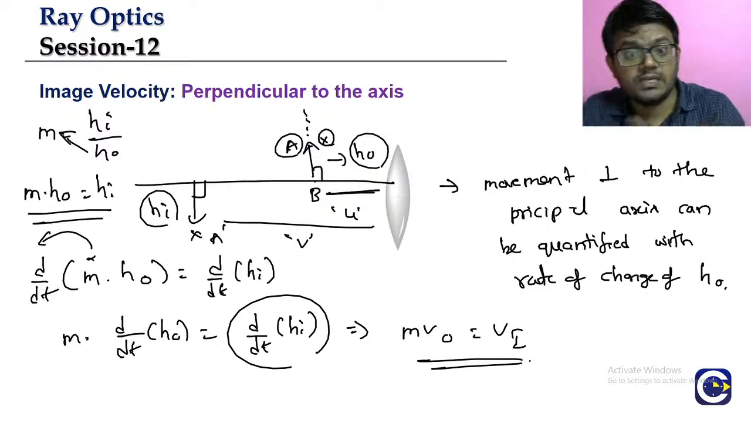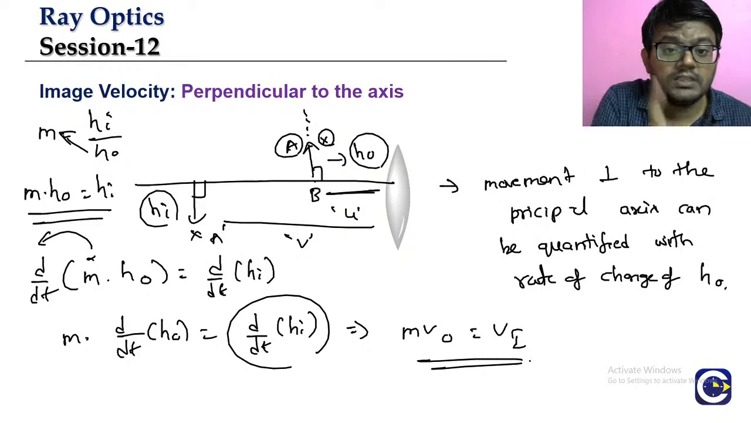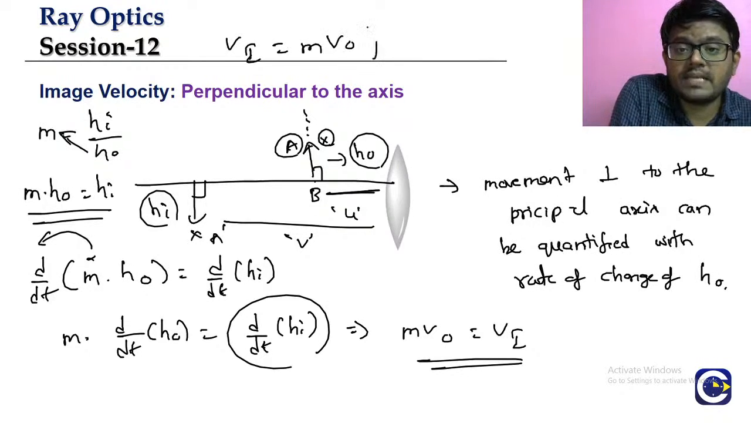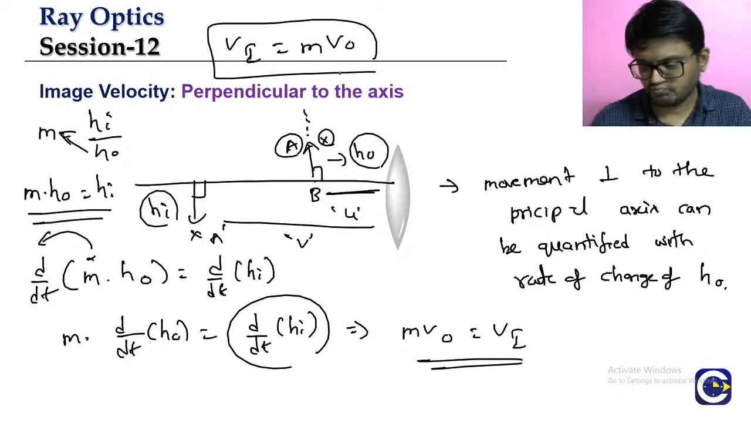Velocity of the image. But these velocities are what? The velocity components which are perpendicular to the principal axis. So what is the relation here? We're talking about the perpendicular components. Velocity of the image is equal to what? M times velocity of the object.